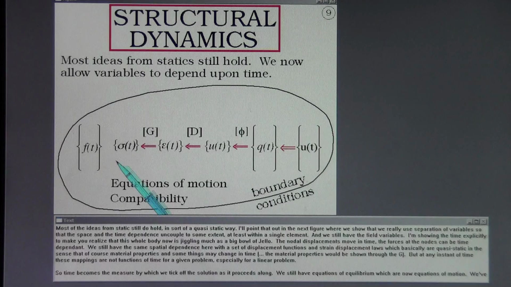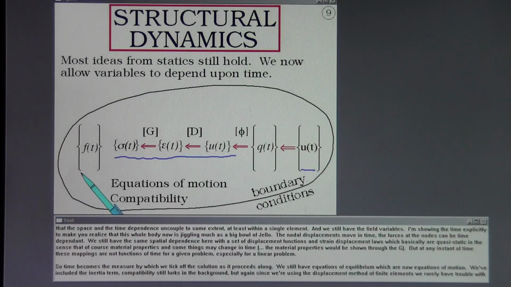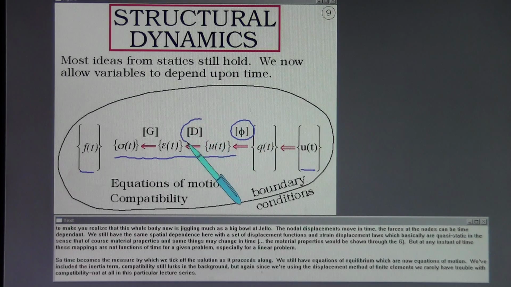And we still have the field variables. I'm showing the time explicitly to make you realize that this whole body now is jiggling, much as a big bowl of Jell-O. The nodal displacements move in time. The forces at the nodes can be time dependent. We still have the same spatial dependence here with a set of displacement functions and strain displacement laws, which basically are quasi-static in the sense that, of course, material properties and some things may change in time.